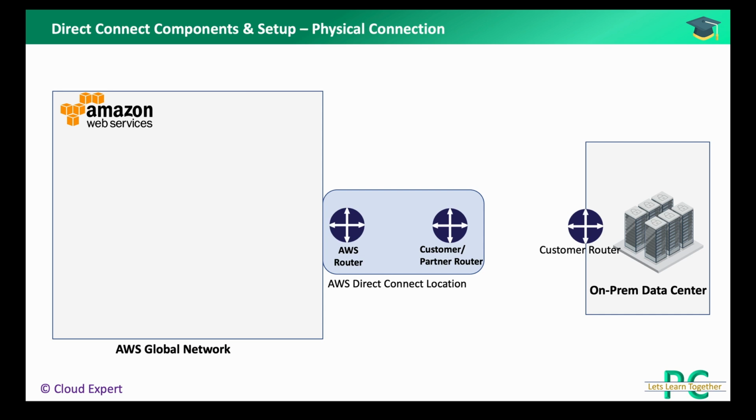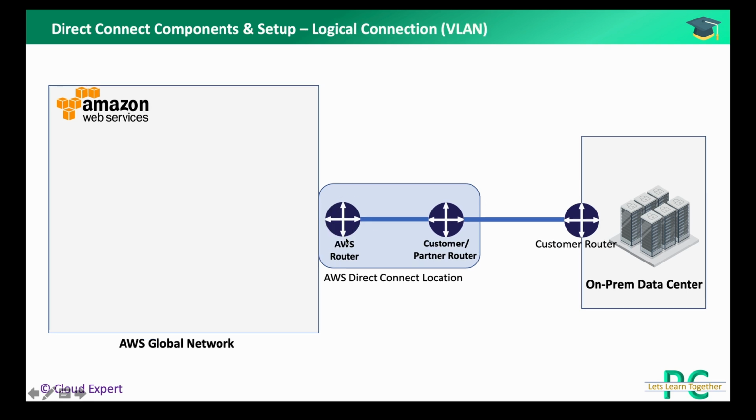So based on your geography, based on your data center location, either you will have your own router or a Direct Connect partner router. Now the next point is there will be a cross connect, or a physical connection, between the AWS router and the customer router, and then that connection will be extended to your data center. So you can understand there will be a physical cable connection between your customer router and the AWS router.